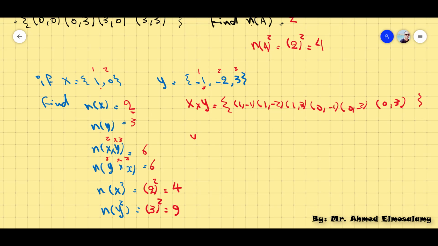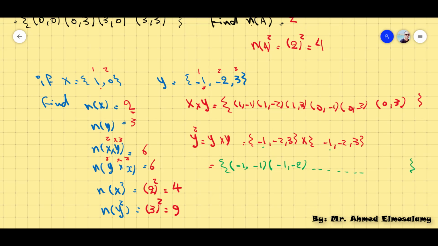If I want to find y squared, what is the meaning of y squared? y squared will be equal y product y, where y equals {-1, -2, 3} product {-1, -2, 3} equals an open set. The first element is (-1, -1). The second one is (-1, -2). After this, the last element will be equal what? Very good. Complete it by yourself. It will be equal (3, 3).